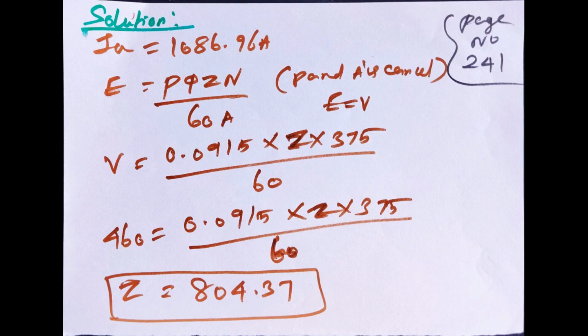E is equal to P phi Z divided by 60A. P and A are cancelled, so E is equal to V. V is equal to 0.095 into Z into 375 by 60. We obtained the V formula as in the previous first problem. From the V formula, Z is equal to 804.37. We obtained the Z value.